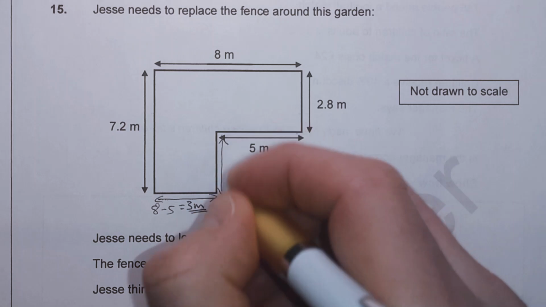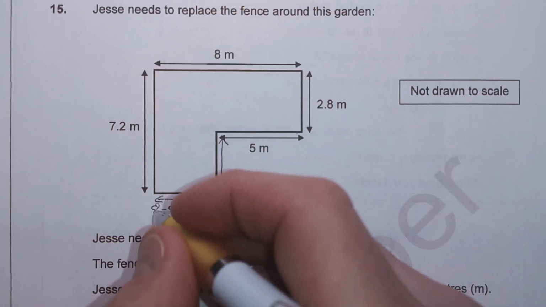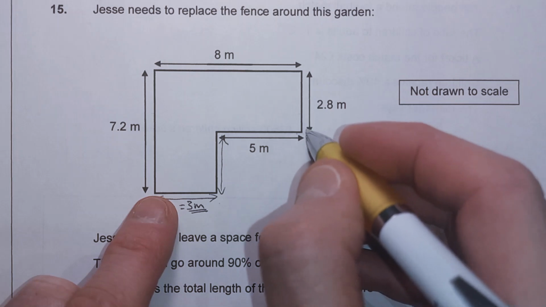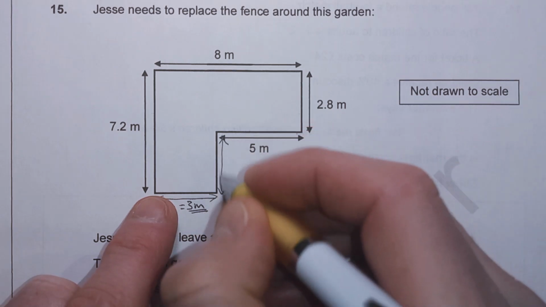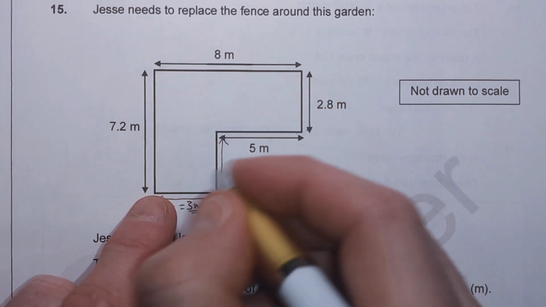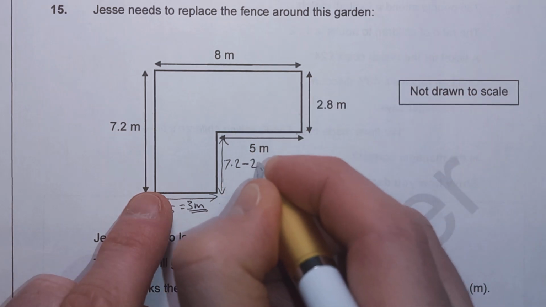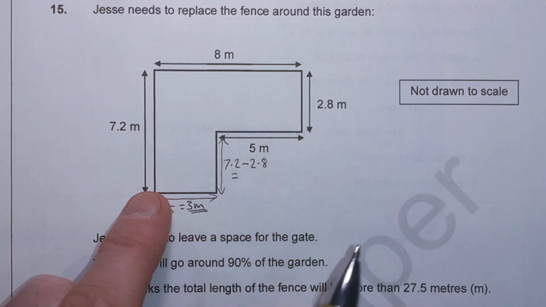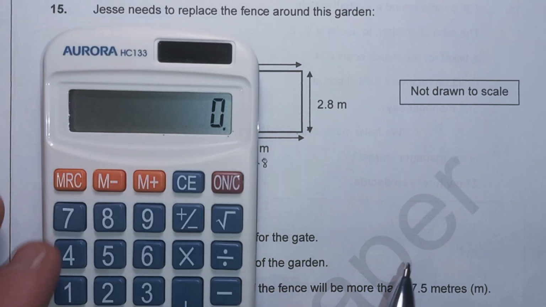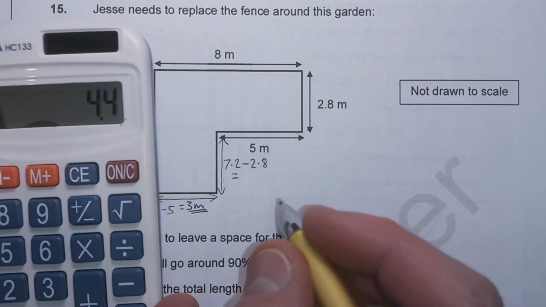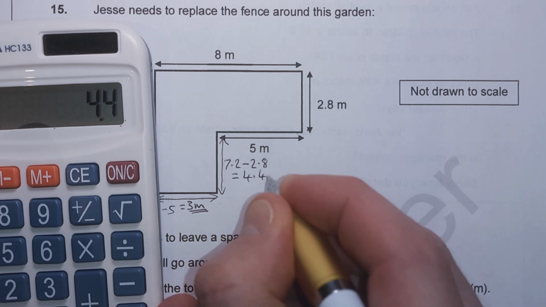And we want this length here. Well, we're looking in this direction. So top to bottom is 7.2 metres. Top to here is 2.8. So this must be the rest of it. So it's going to be the 7.2 metres minus the 2.8 that we've already got, which will give us 4.4 metres.